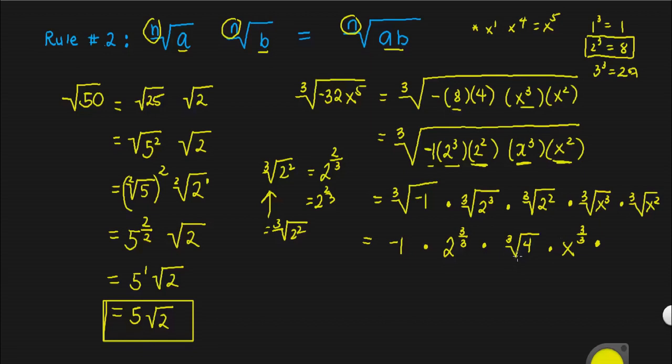So, simplify na lang natin yung 2 raised to 2. Kaya siya naging 4. Okay? So, next. What about this cube root of x squared? Same lang din siya dito sa cube root of 2 squared natin. So, we have cube root of x squared.